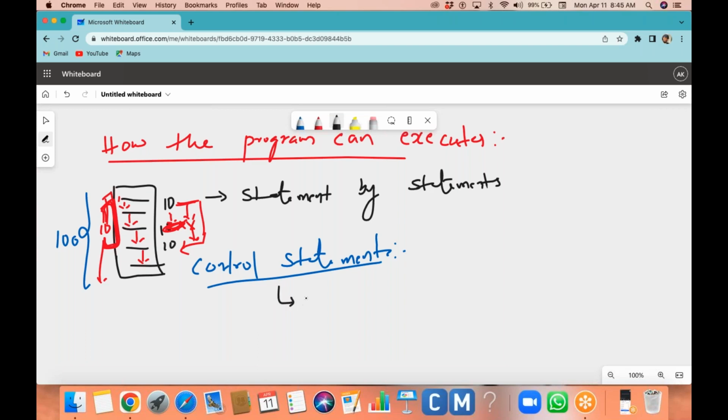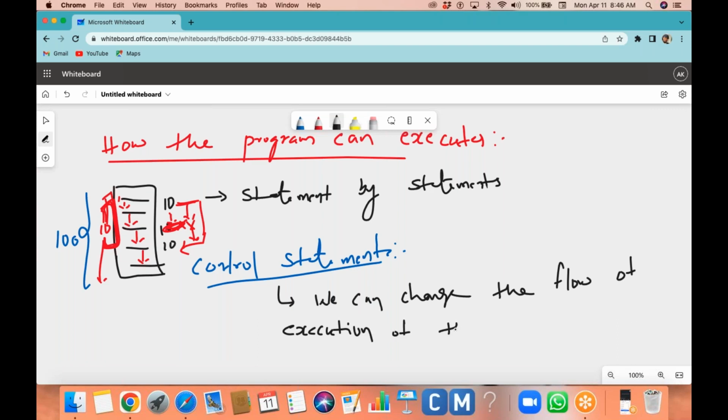So what exactly are control statements? With the help of control statements, we can change the flow of execution of the program. Is it clear, my point?